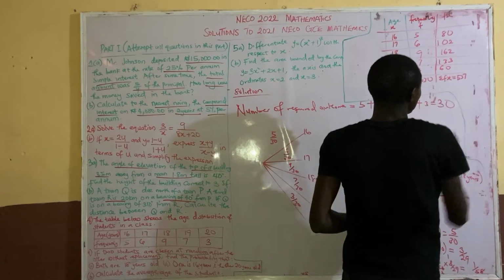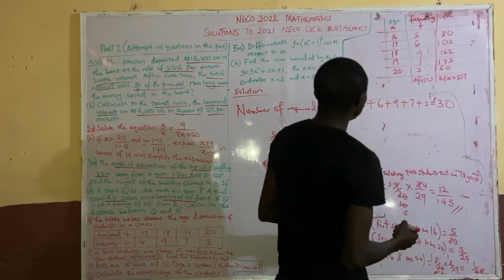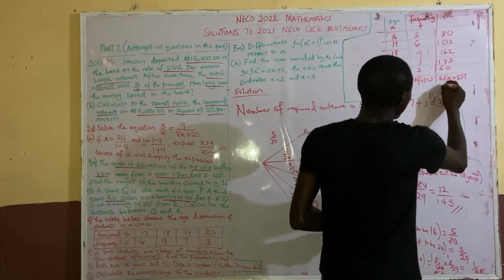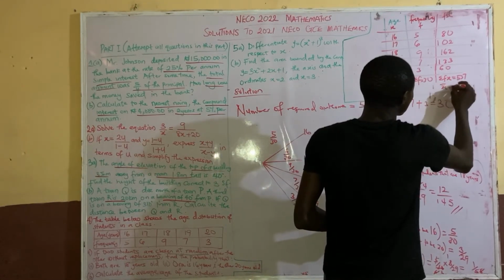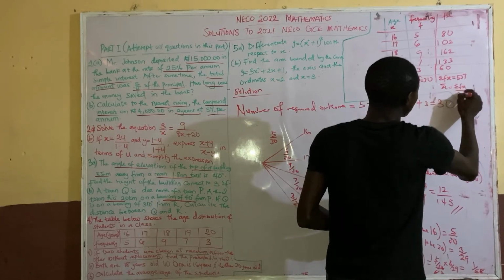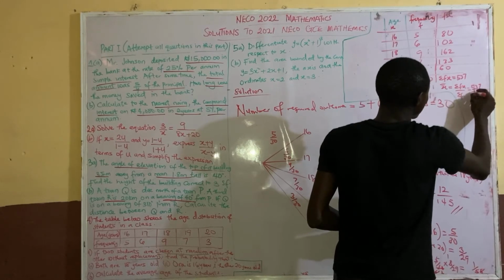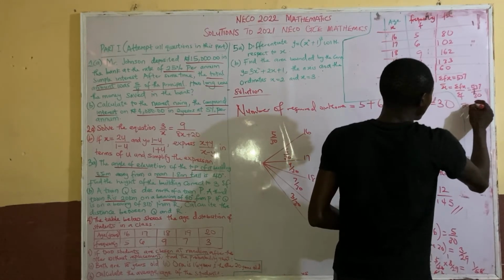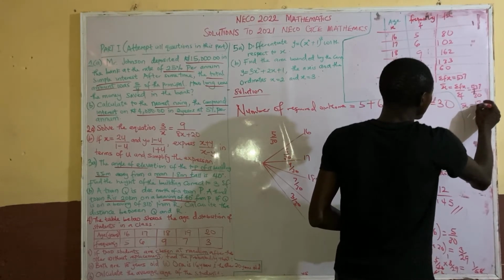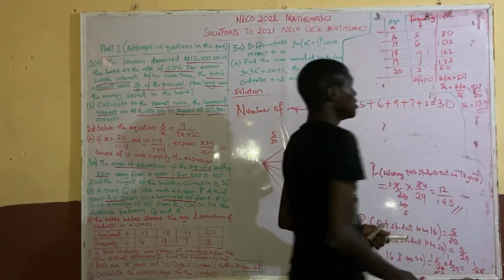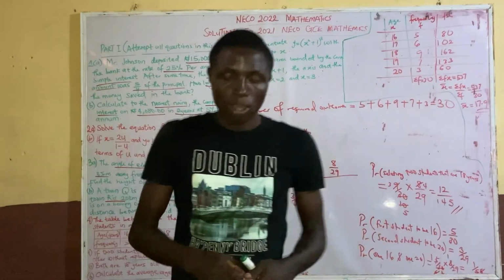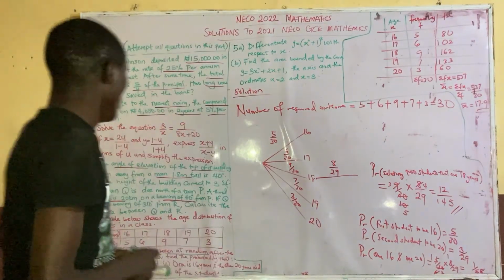Using the formula method, your average will be x bar equal to summation fx over summation f, which is 537 over 30. So your average is equal to 17.9. That is the average age. So that is about question number 4.